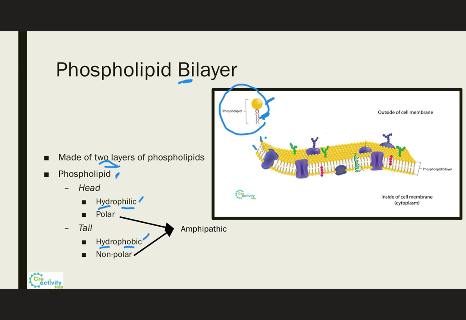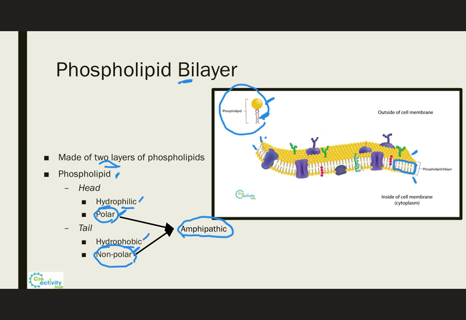In other words, the head has affinity for, or likes, water, and the tail has aversion to, or dislikes, water. Therefore, we can also say that the head is polar and the tail is nonpolar. This characteristic, where a component has a polar and a nonpolar part, is termed amphipathic. From this image, we can also see that the heads are facing away from each other, and the tails are therefore facing towards each other, right?